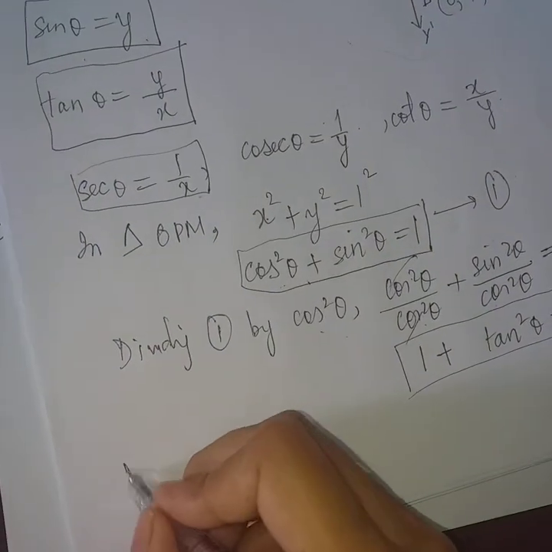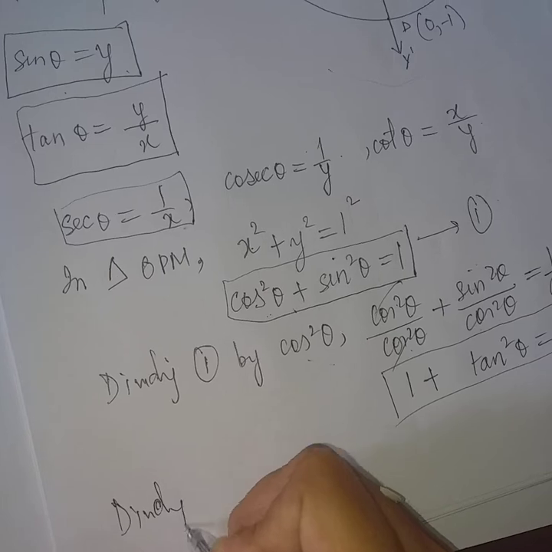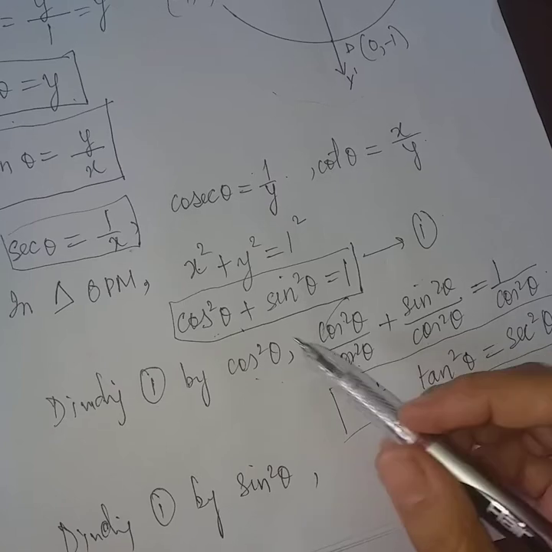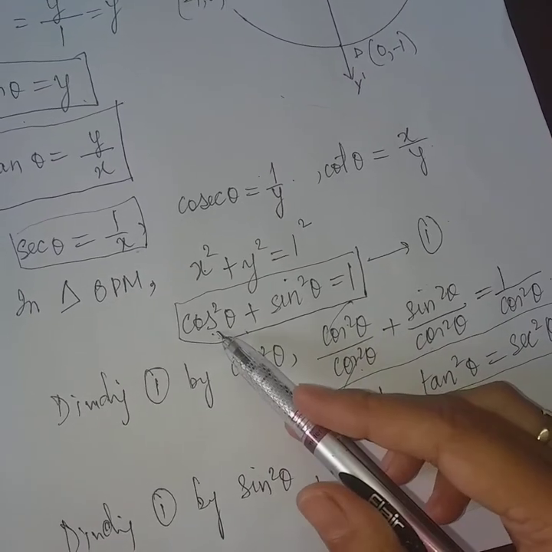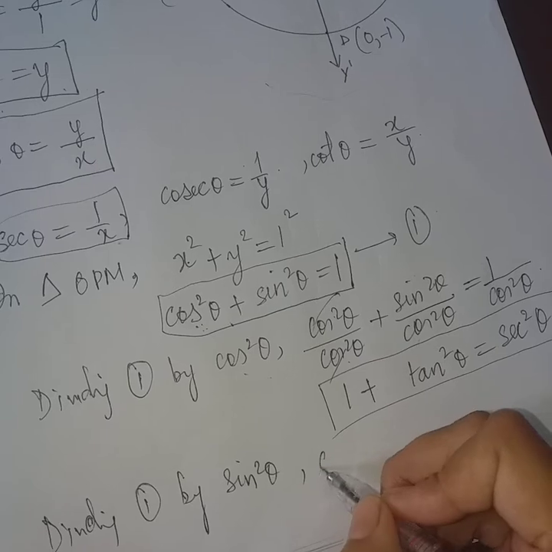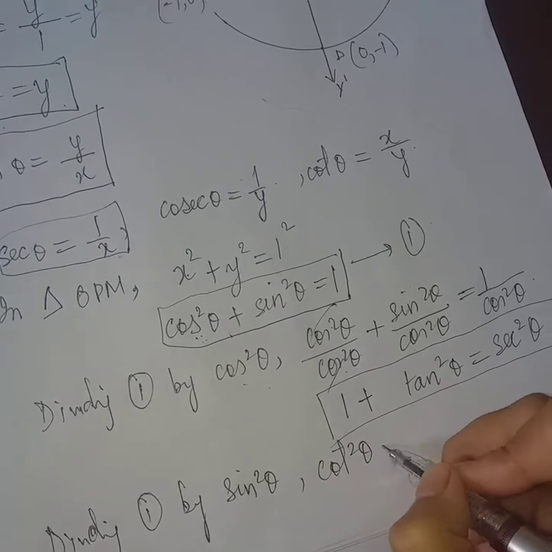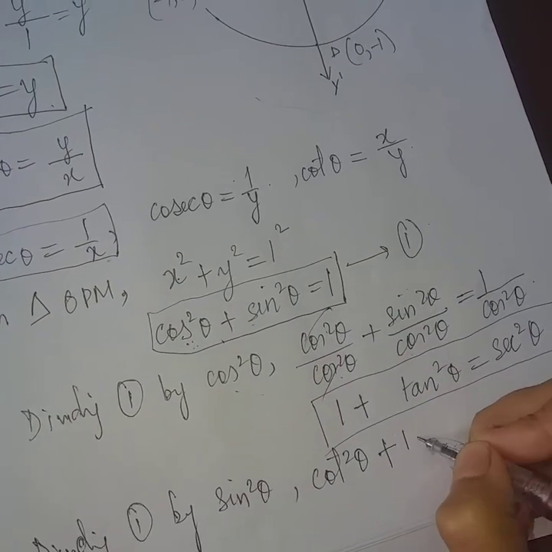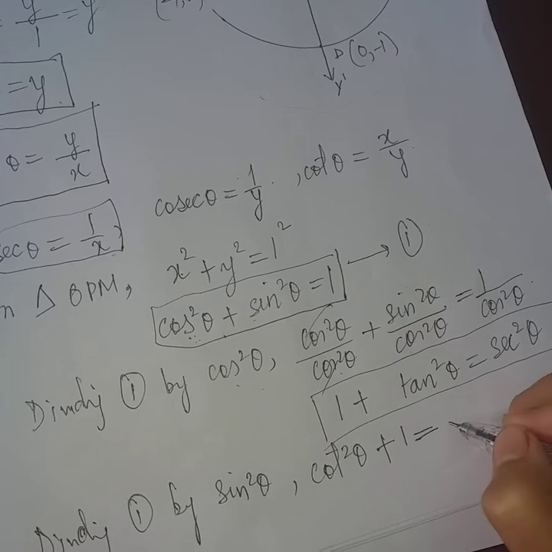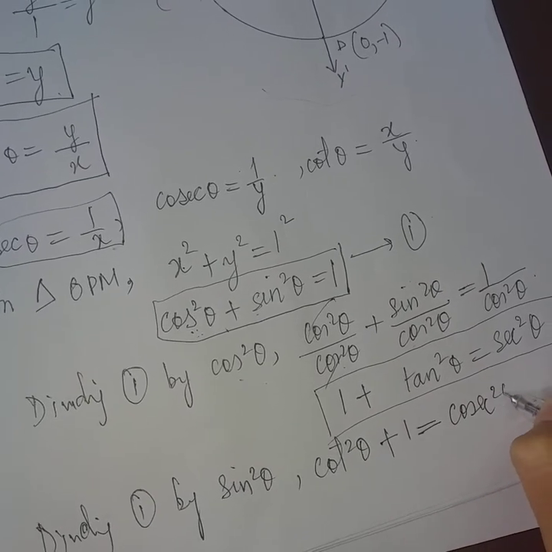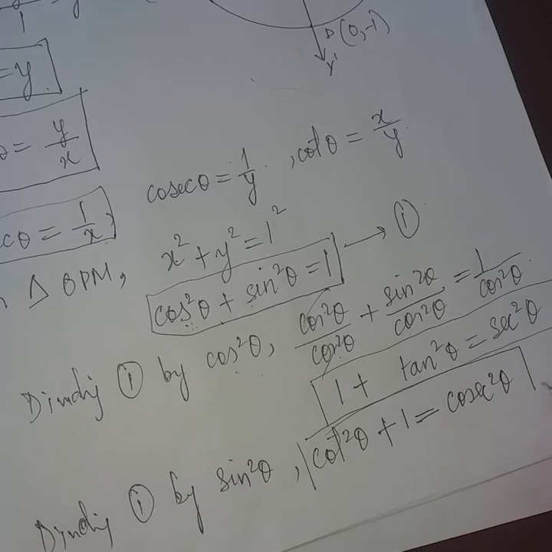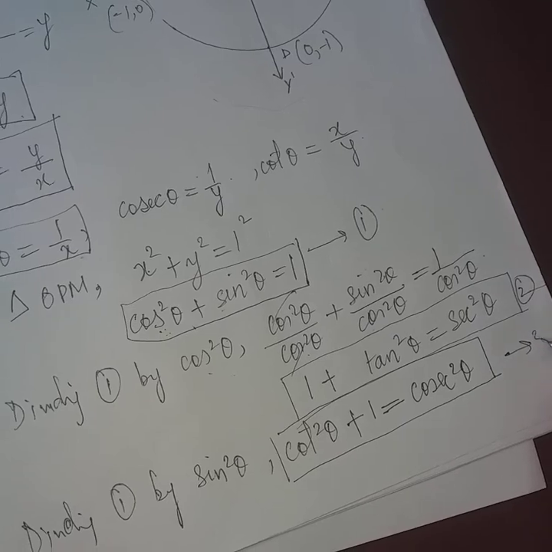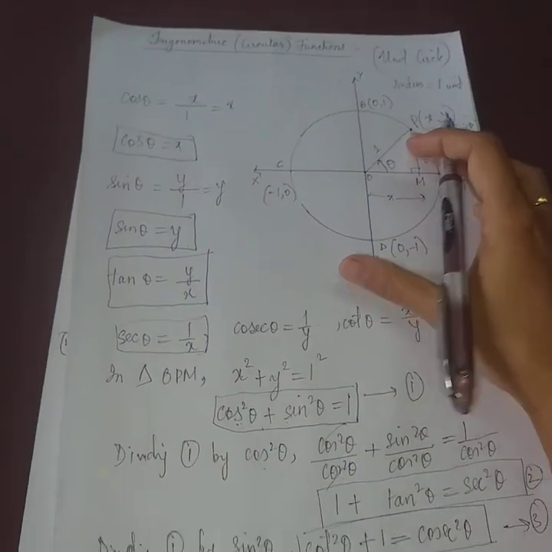Now again divide both sides of equation 1 by sin square theta. Cos square theta by sin square theta will be cot square theta, plus sin square theta by sin square theta will be 1, and 1 by sin square theta is cosec square theta. So this is the third identity. So from the unit circle we get all these things, which we have already learned earlier also, but now we have defined them from the unit circle.